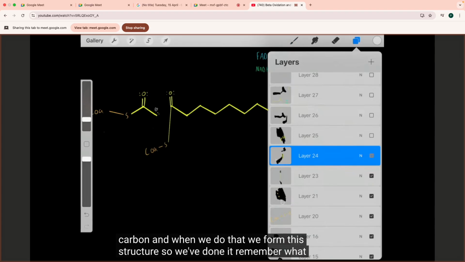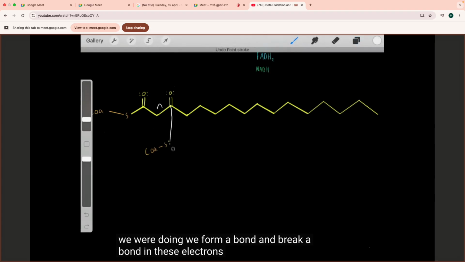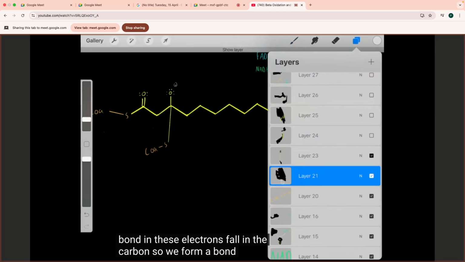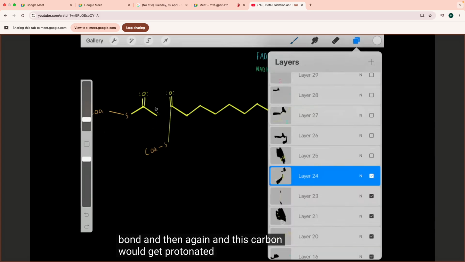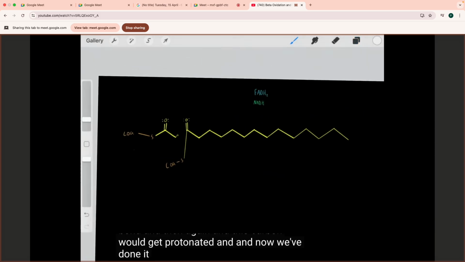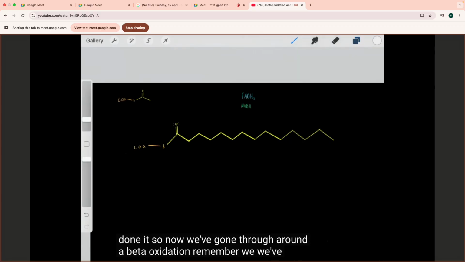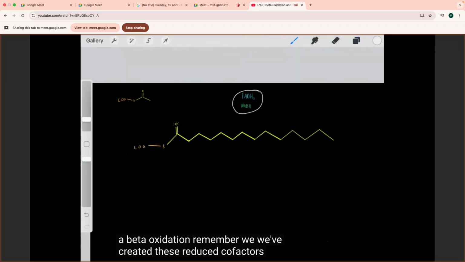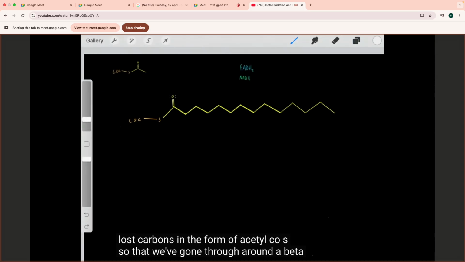So we've done it. Remember what we were doing: we form a bond and break a bond, and these electrons fall on the carbon. And then again, this carbon would get protonated, and now we've done it. So now we've gone through a round of beta oxidation. Remember, we've created these reduced cofactors, and we lost carbons in the form of acetyl-CoA, so that we've gone through a round of beta oxidation.